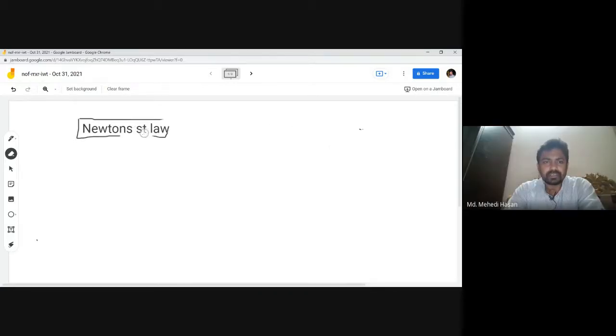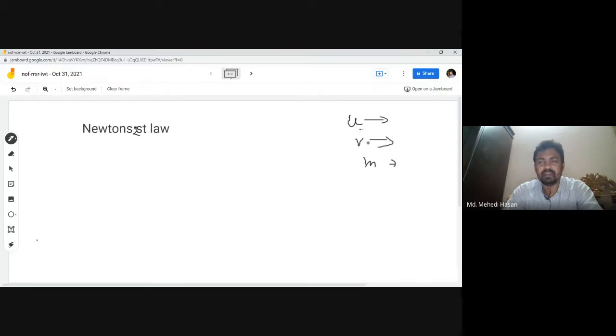Okay, so this is all mainly about force and inertia. Then let's talk about Newton's second law. Newton's second law is about momentum and force, the applied force. If we consider the initial velocity of the object is u, the final velocity is v, and the mass of the object is m, these are the main variables, and the force applied is F.